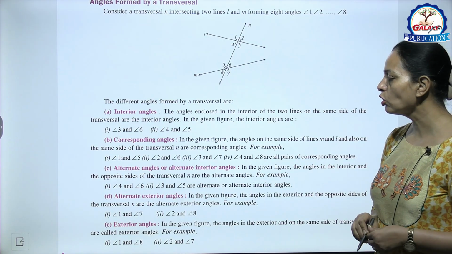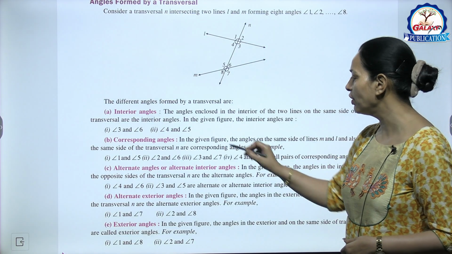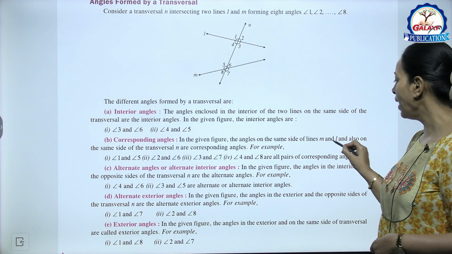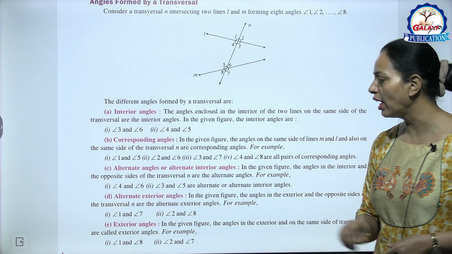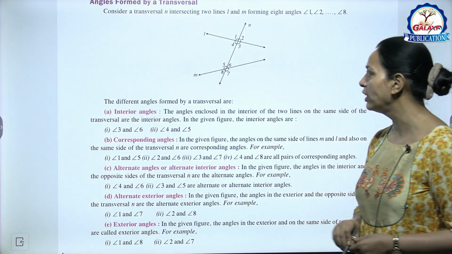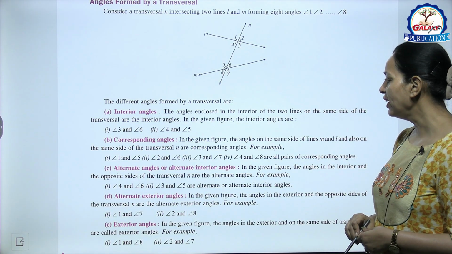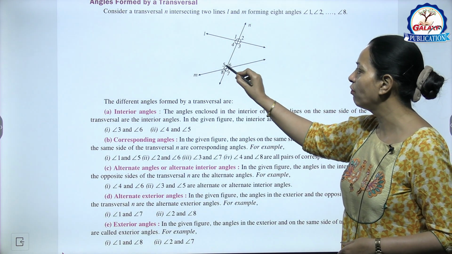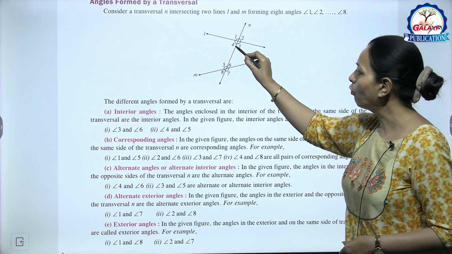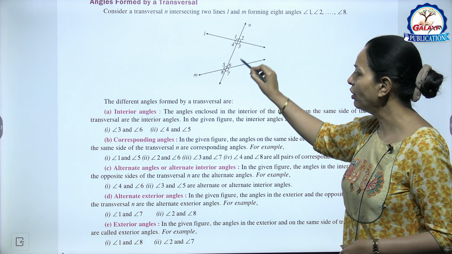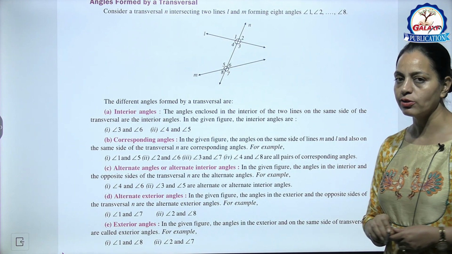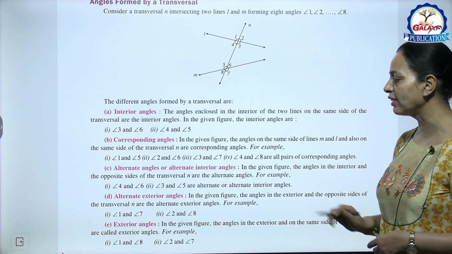Now B part, corresponding angles. In this figure, the angles on the same side of the lines M and L and also on the same side of the transversal N are corresponding angles. See here, angle 1 and 5, angle 2 and 6, angle 4 and 8, angle 3 and 7. So here we have 4 pairs of corresponding angles.